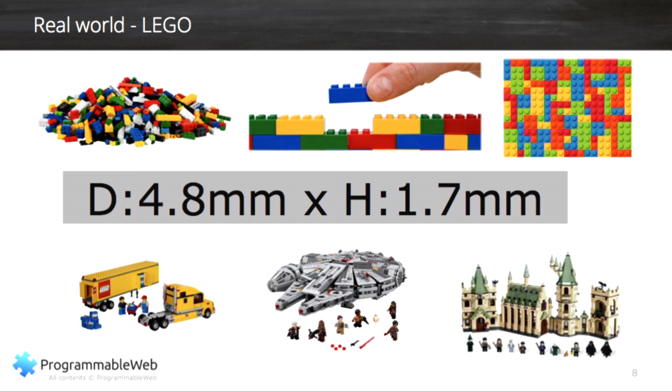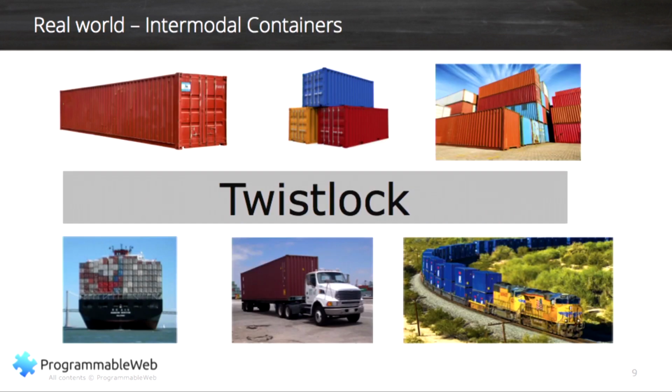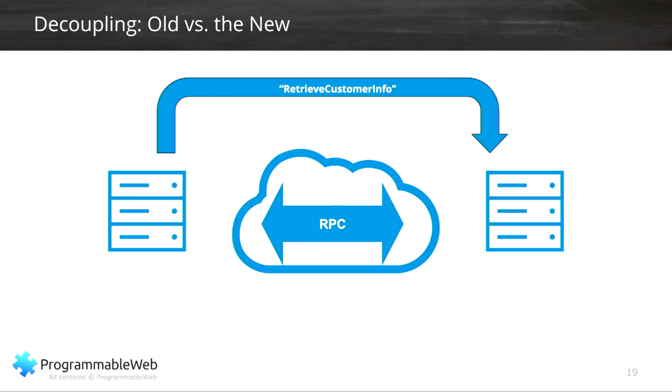Lego, of course, has a very specific contract so that all the blocks fit together. And intermodal shipping containers have these things called twist locks on them so that the containers can easily snap to trains, trucks, boats, each other, and that involves a standard. And these are all real-world metaphors for the API contract.